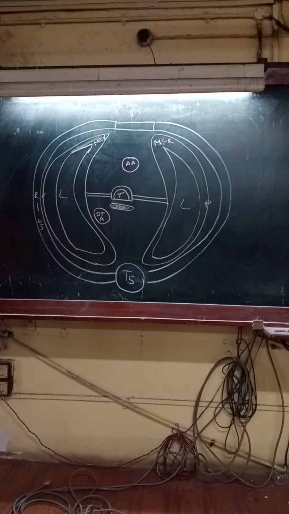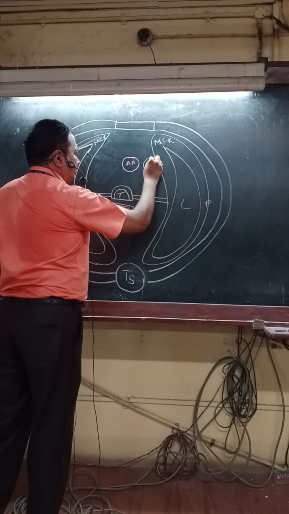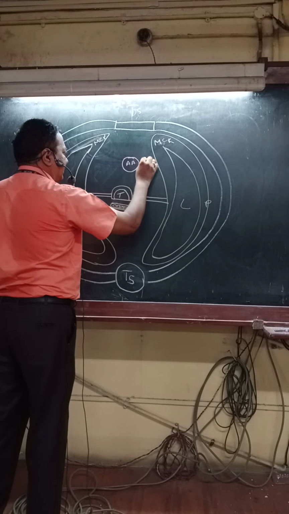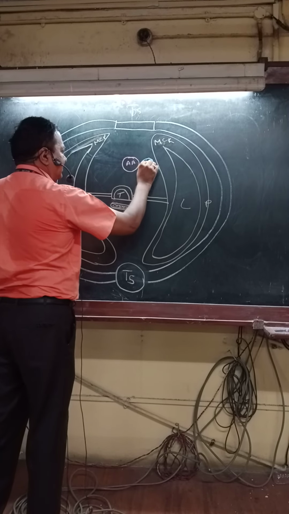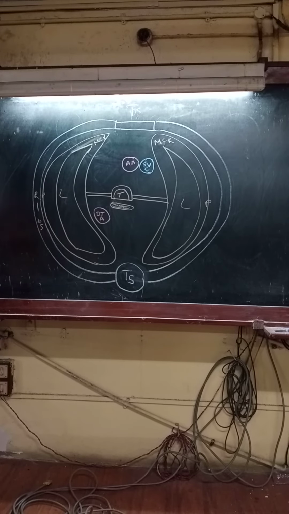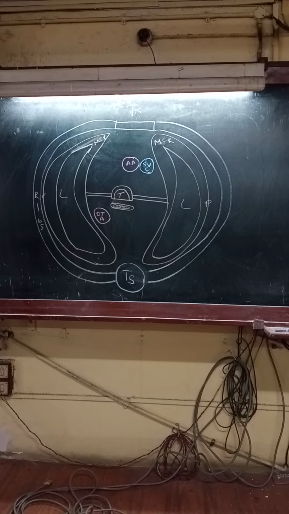On the side of the ascending aorta is SVC, superior vena cava.